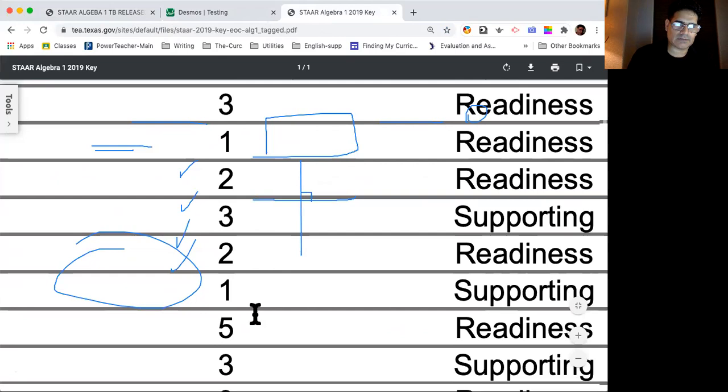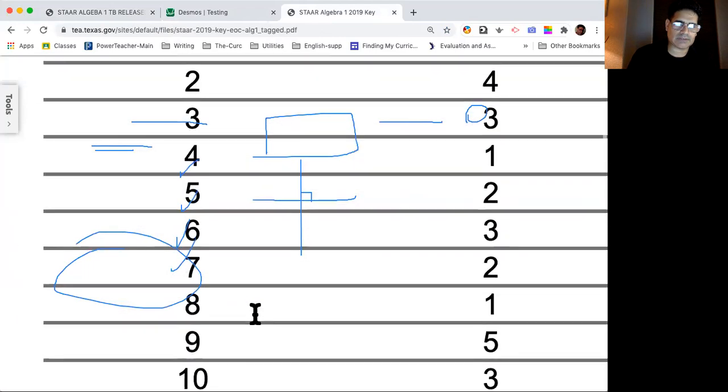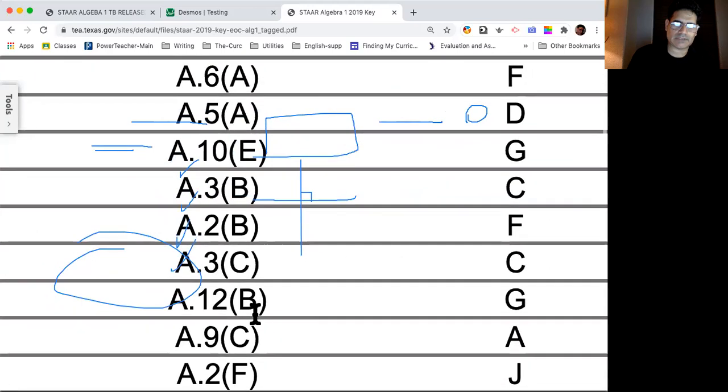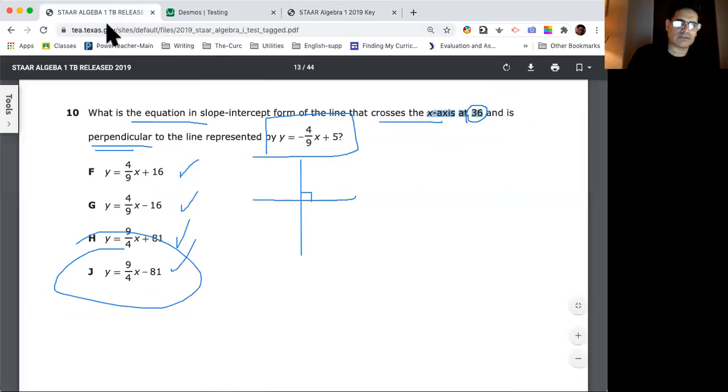Oh, okay. 10 is J. Yeah, J. 10 is J. 10 is J. There you have it.